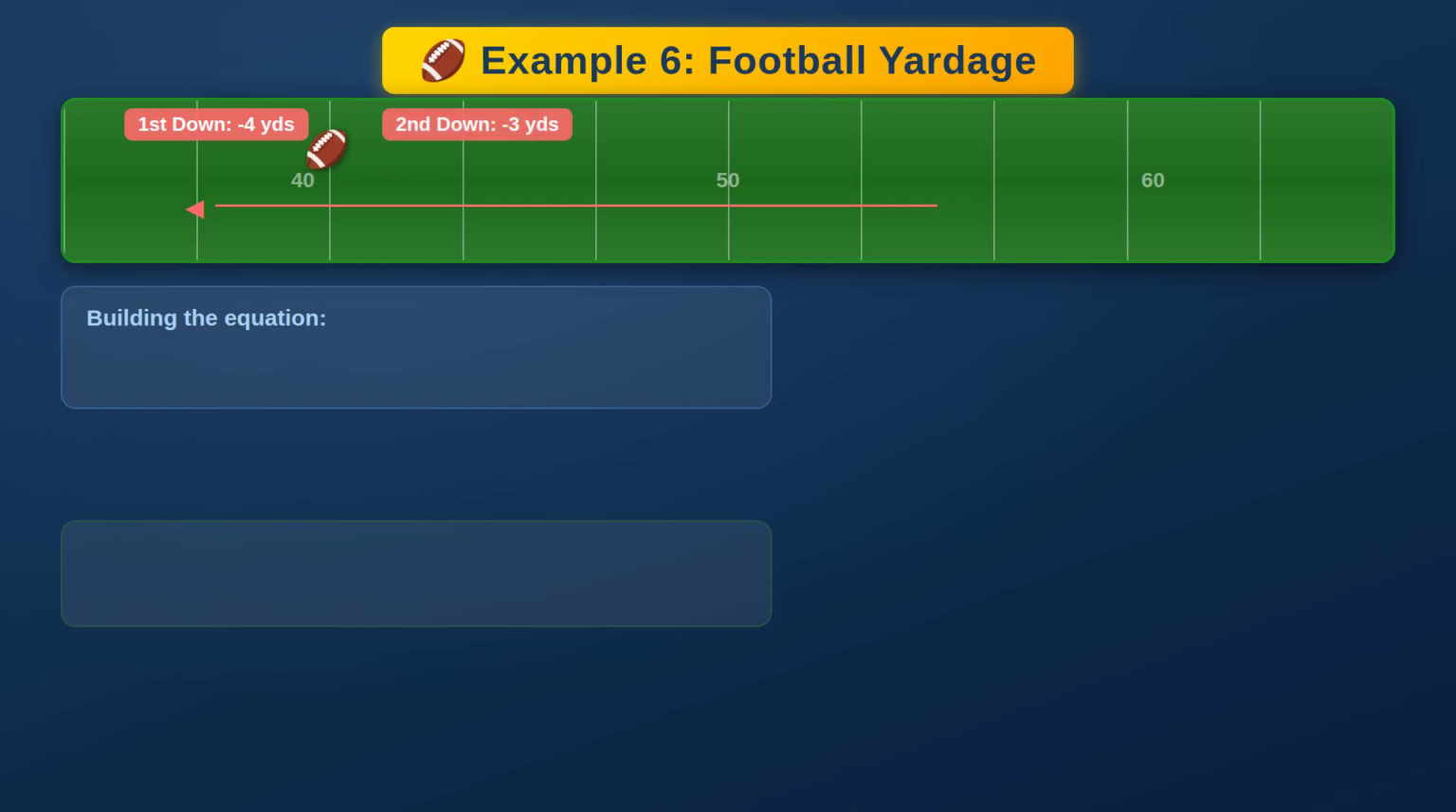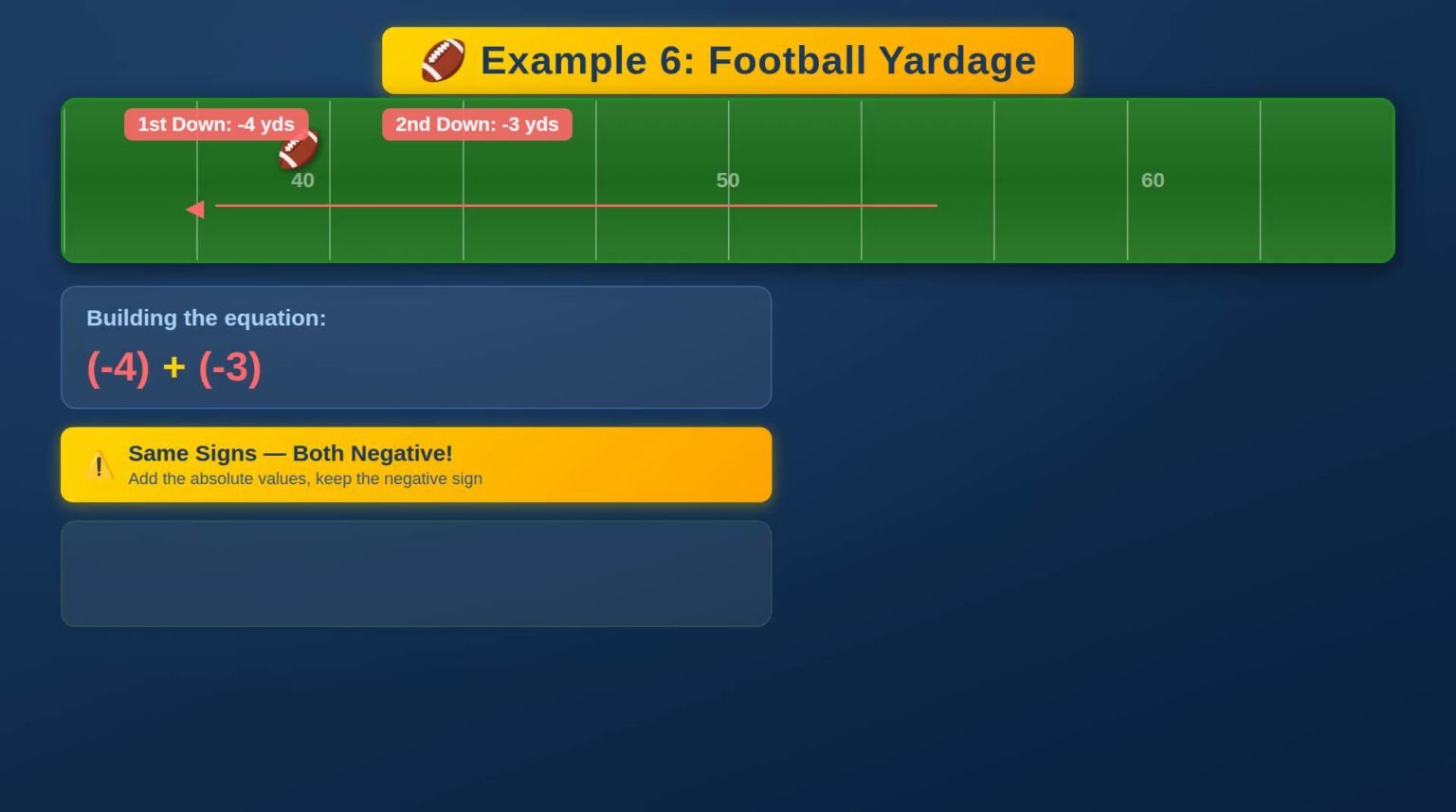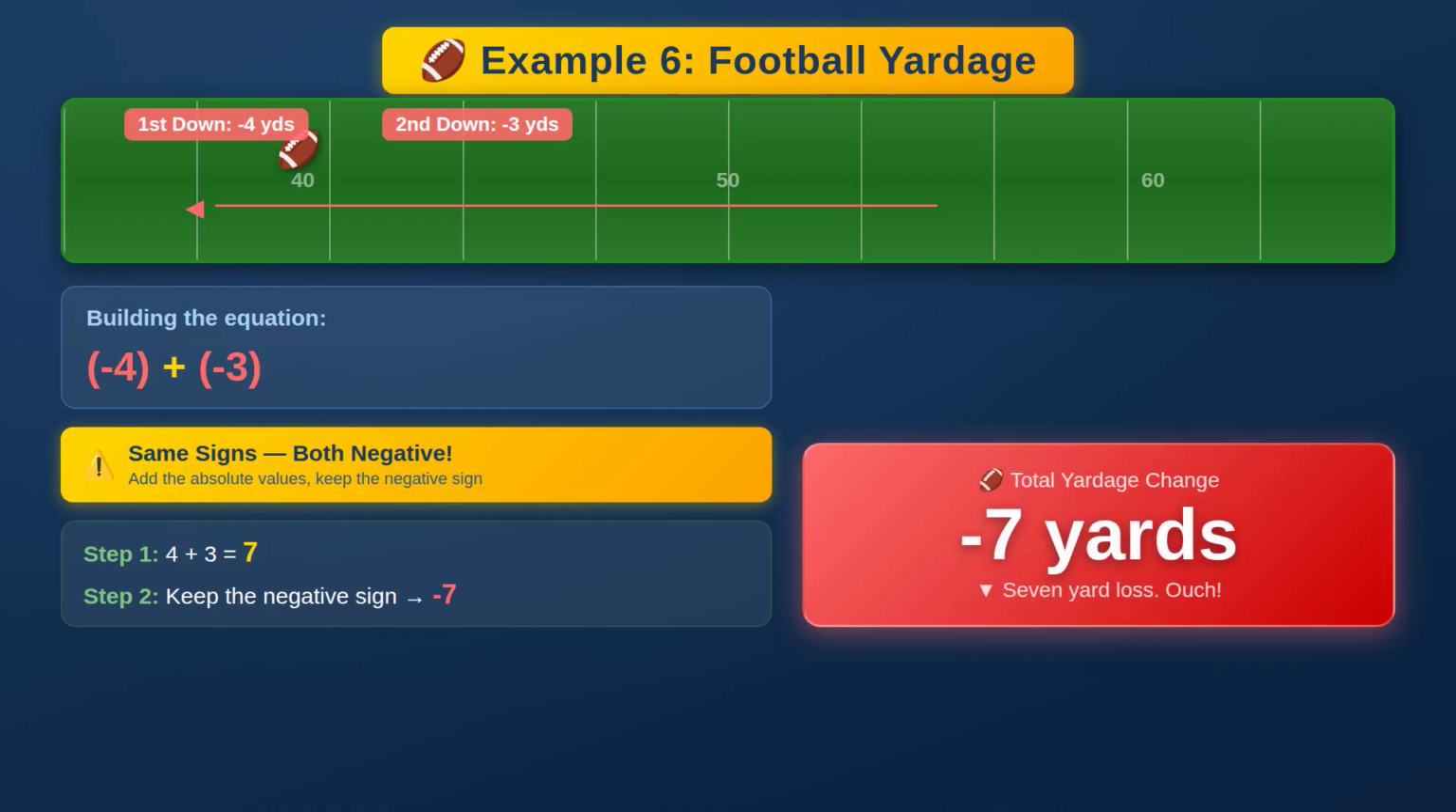One more real-life example. Football. The Green Bay Packers are on the field. On first down, they lose 4 yards. That's negative 4. On second down, they lose 3 more yards. That's negative 3. What's their total yardage change? We write negative 4 plus negative 3.